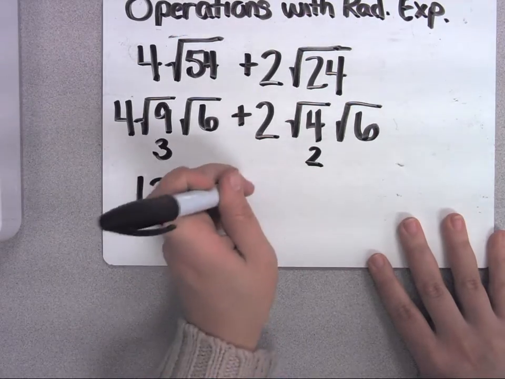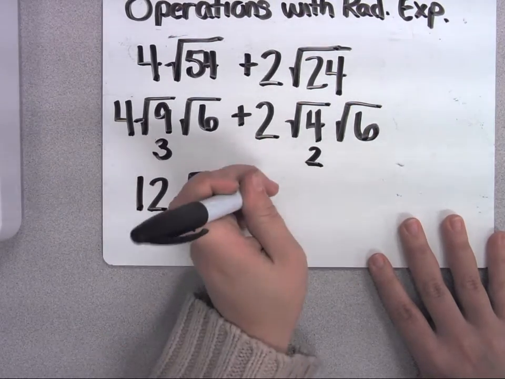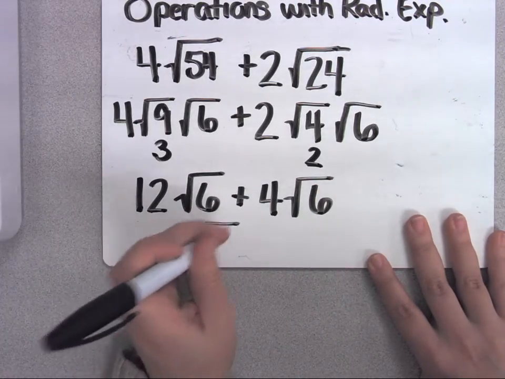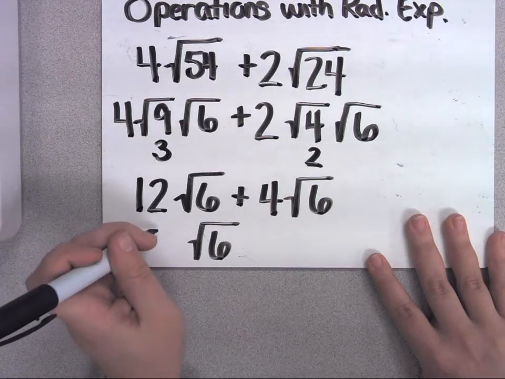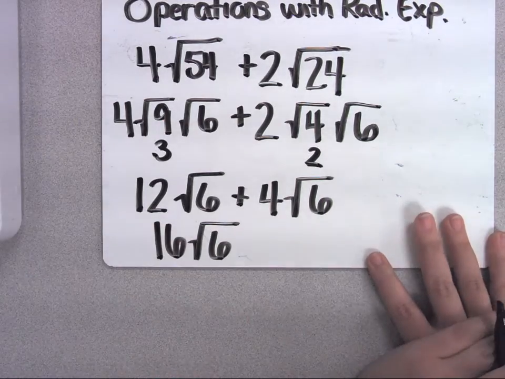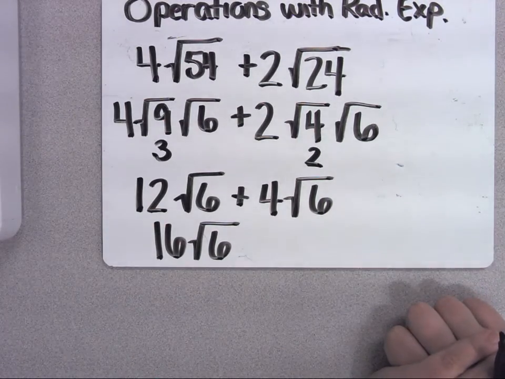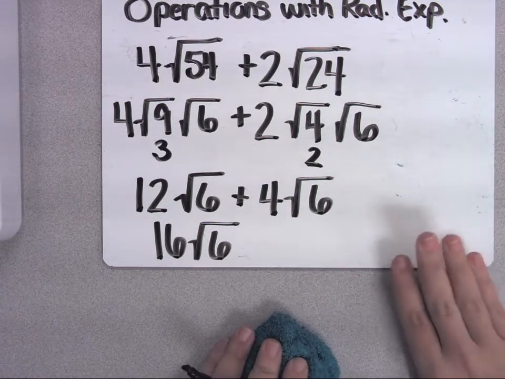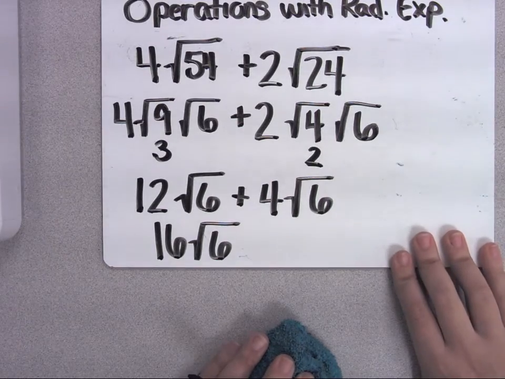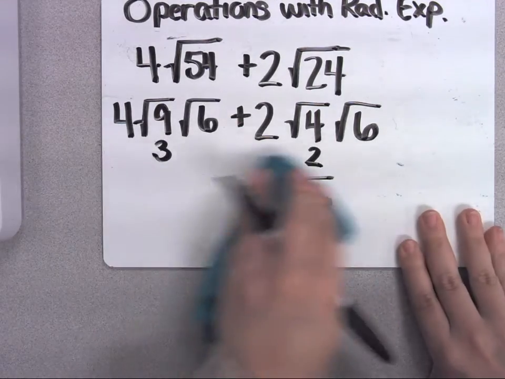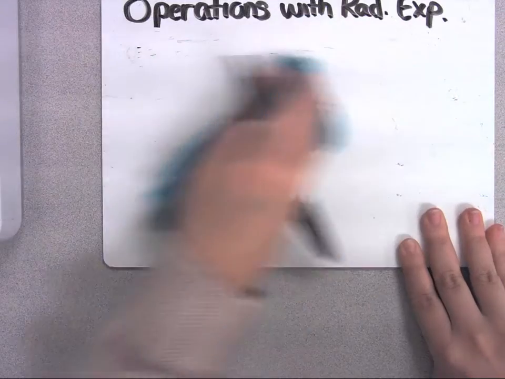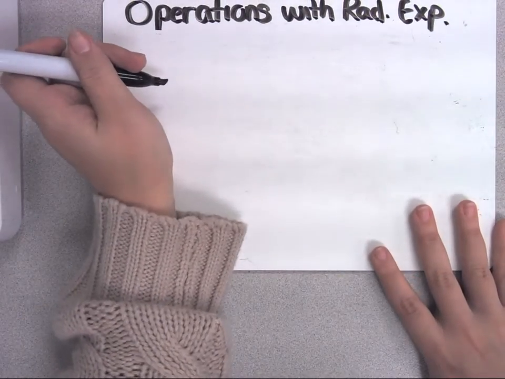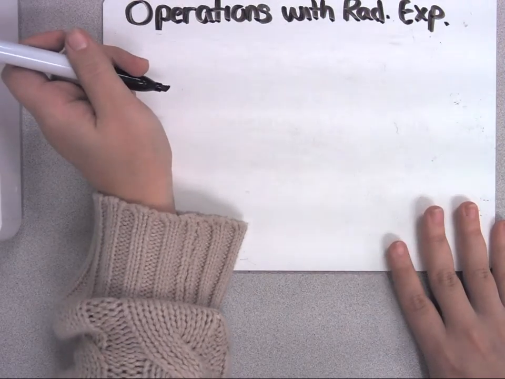Then square root of 6 plus what's 2 times 2? 4. Again, square root of 6. Can those be added together? Yeah, what's my final answer? 16 square root 6. Better? Not so bad? Okay, we did adding and subtracting. What's our next operation? Multiplying. I don't think we do. We already did dividing, so dividing's over. Multiplying is all that's left.